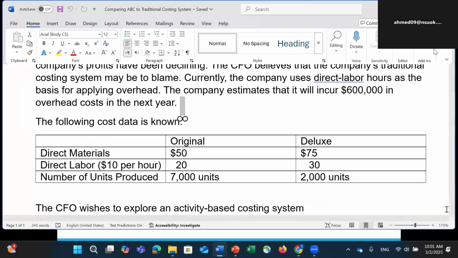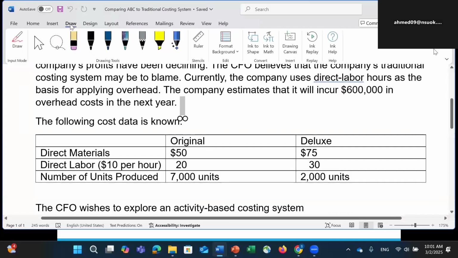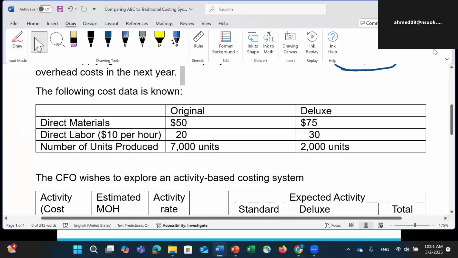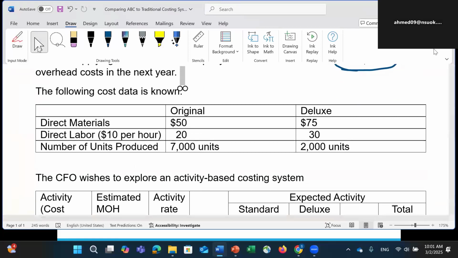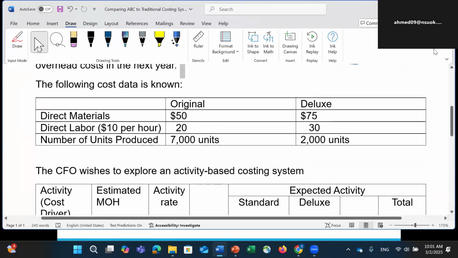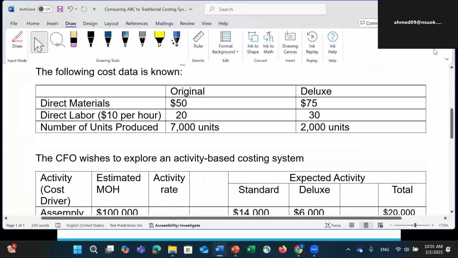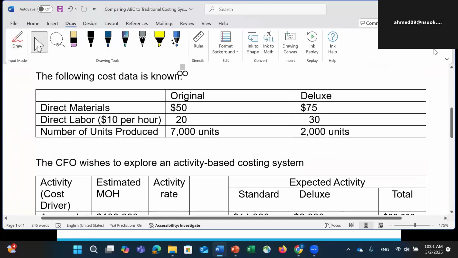So this one, 600, is the manufacturing overhead. That's the total overhead, and remember, we calculated that total overhead earlier. Okay, let's go on. The following cost data is known. Direct material under the original is 50, under the deluxe 75. Direct labor is 20.